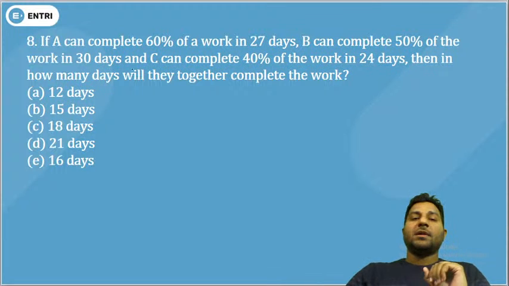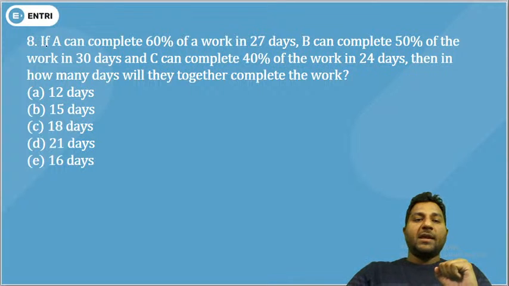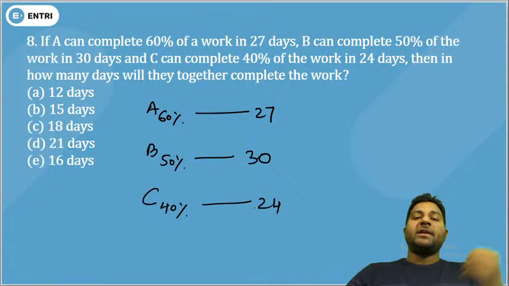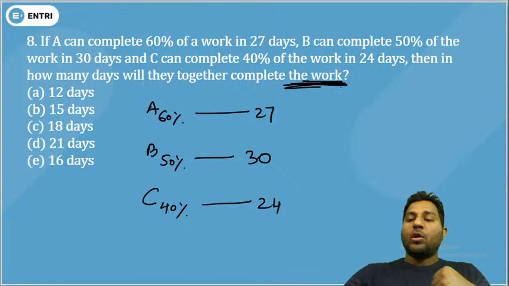Next question. Who will tell me the answer of this question? If A can complete 60% work in 27 days, B can complete 50% work in 30 days, C can complete 40% work in 24 days, then in how many days will all of them together complete the whole work?